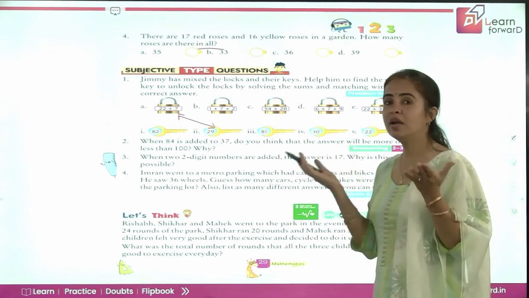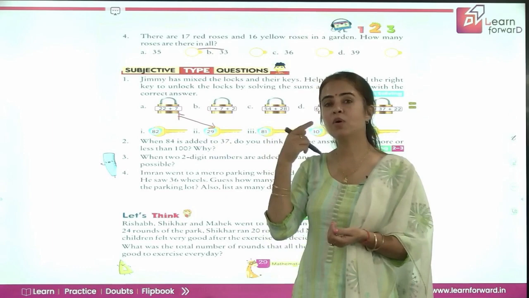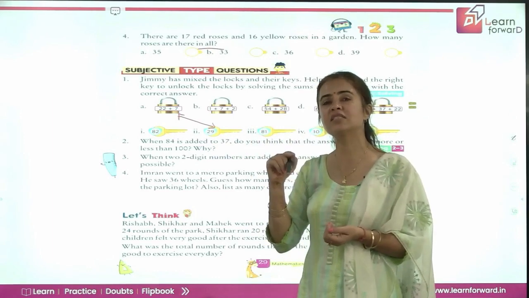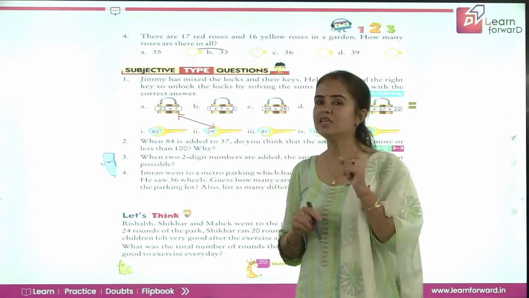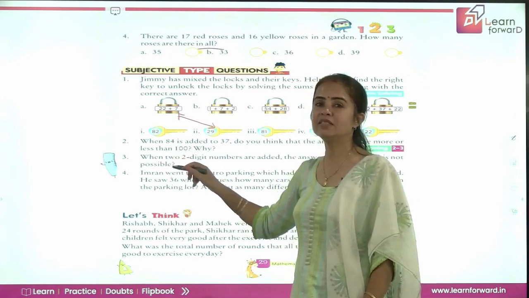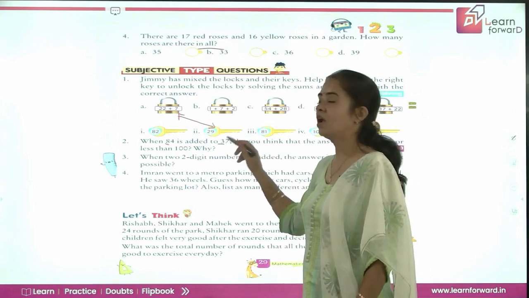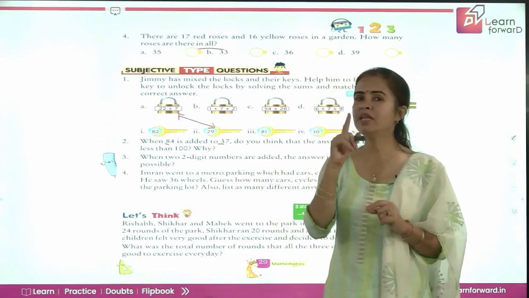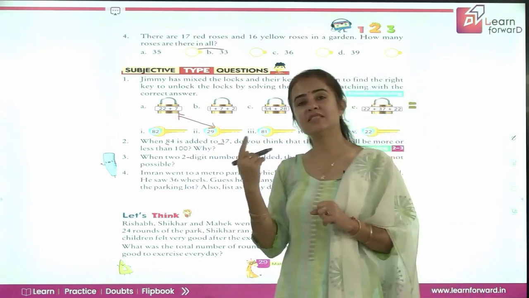So it's not just about adding and getting the answer. It's about thinking again, because they are not asking you the answer. They are just asking, will it be more than 100 or less than 100? So let's see, children, what happens. When you say 84, how many tens are there? 8. When you say 37, how many tens are there? 3. Perfect. Now tell me, how many tens will you get when you get 8 tens and 3 tens?